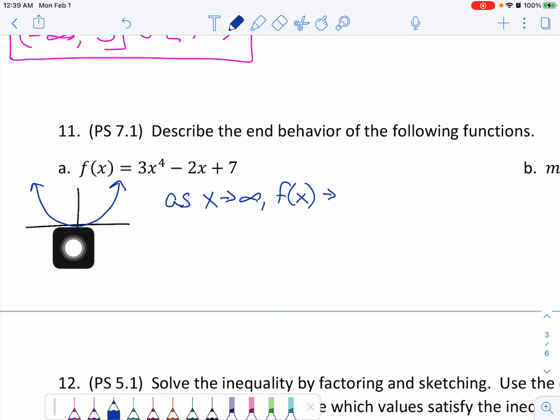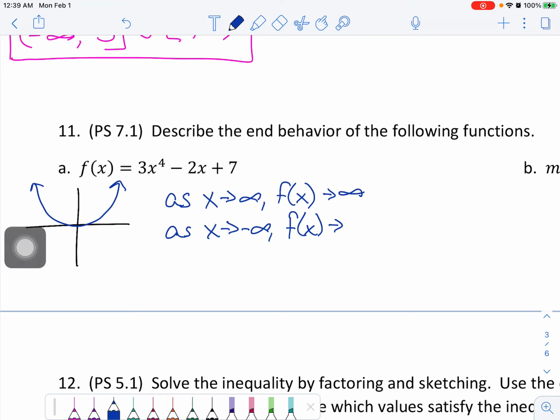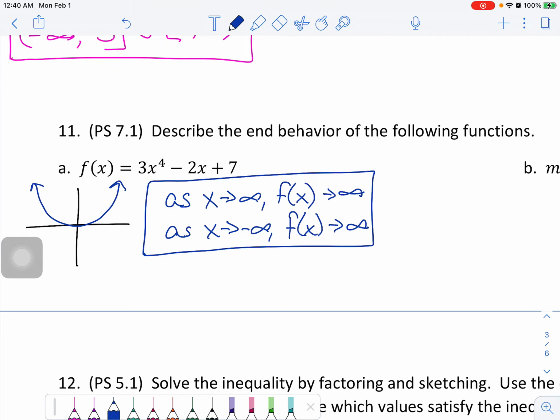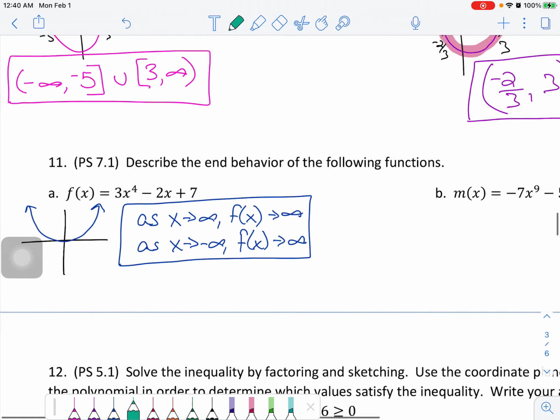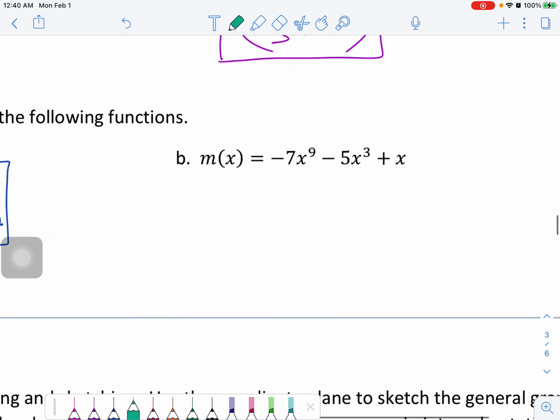So end behavior, as x approaches infinity, f of x is also approaching infinity, for x is to the right, and as we move to the right, this graph is increasing to positive infinity. As x approaches negative infinity, f of x approaches, well, negative infinity for x is going to be to the left. As we move to the left, the graph is going up to positive infinity. So those are the two lines for end behavior for part A.